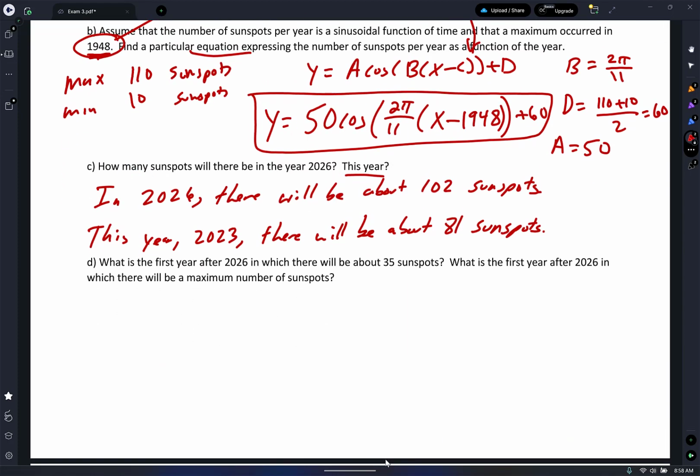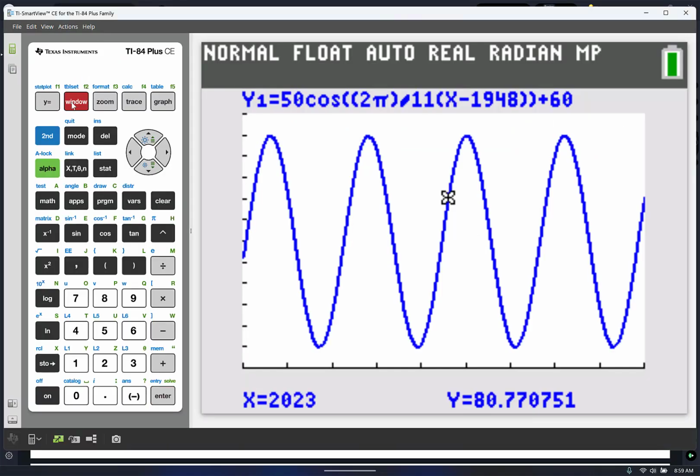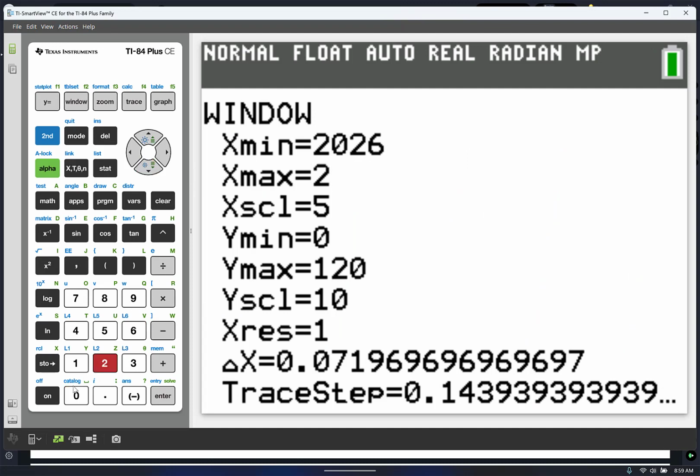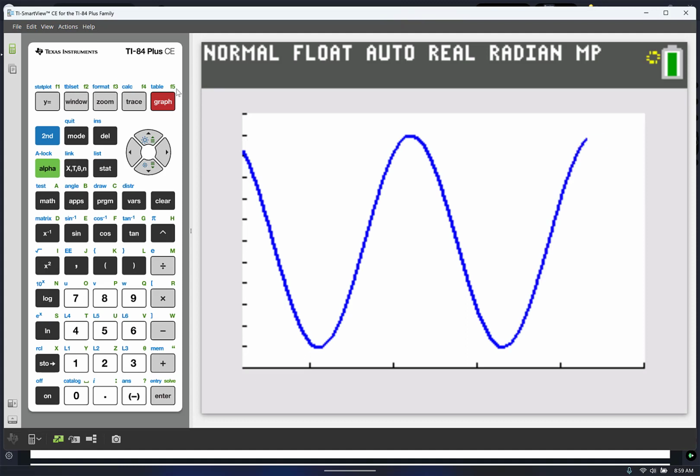What is the first year after 2026 in which there will be about 35 sunspots? What is the first year after 2026 in which there will be a maximum? Okay, perfect. So I'm going to change my window. I'm going to start at 2026, and I'm going to go to 2050. And I'm going to click Y equals. What number did it take? 35? So I push graph. I put 35 on Y2. Bam. I find my intersection, my very first one, that guy.